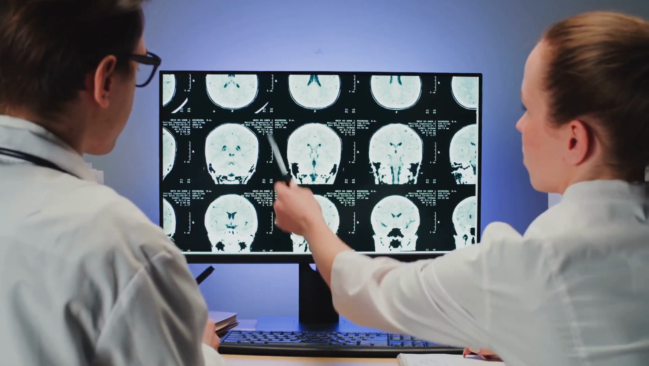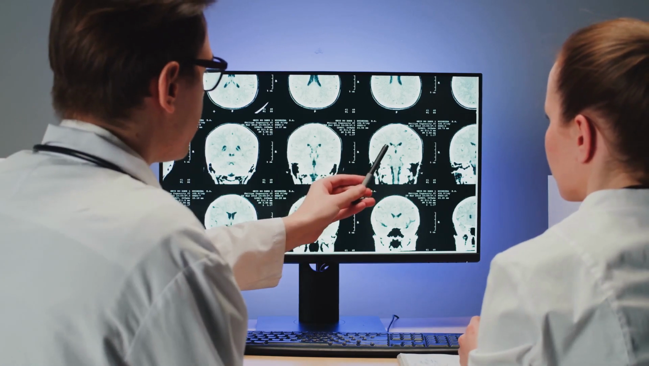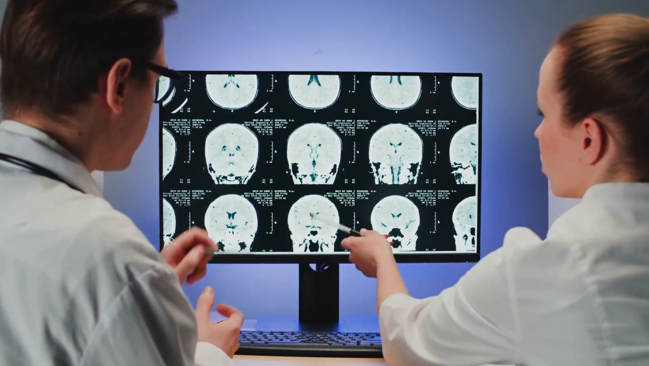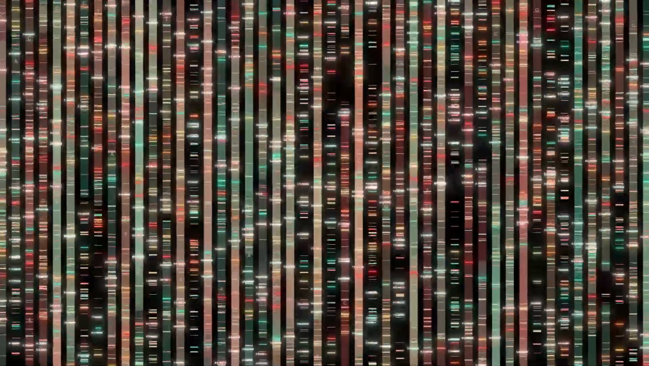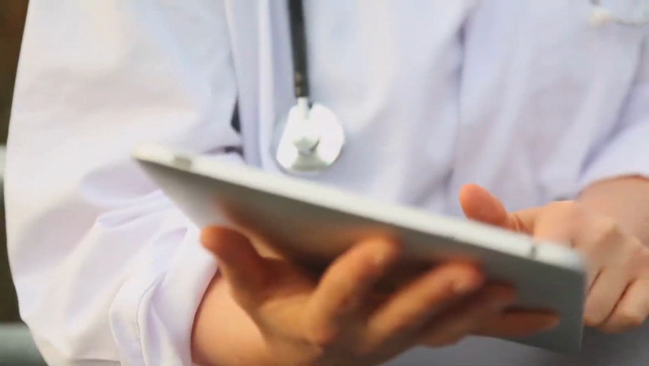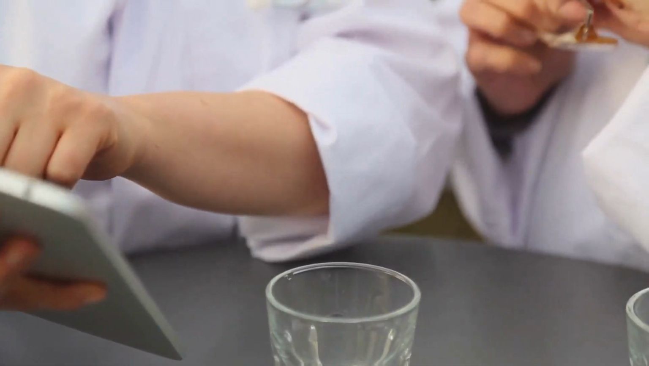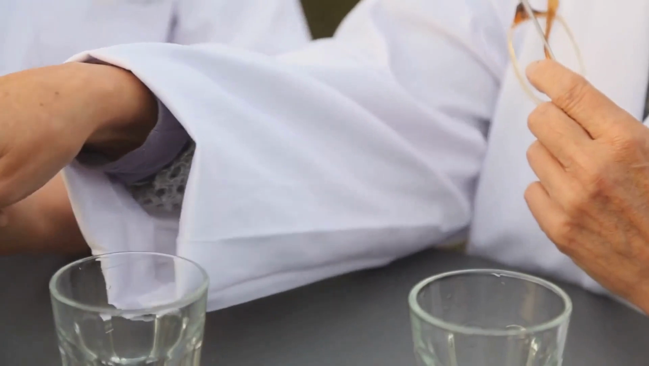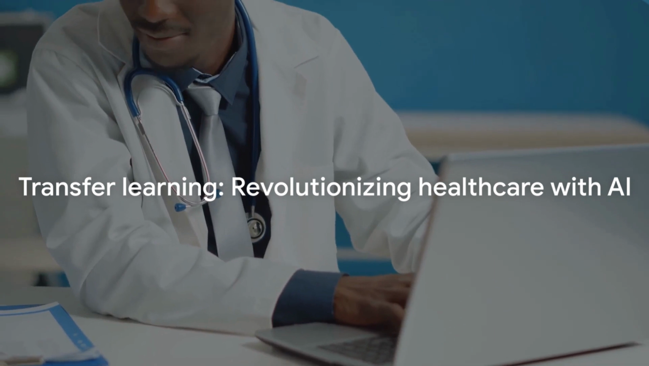Let's explore some examples of how transfer learning is revolutionizing the medical field. First, pre-trained models on large-scale image datasets are being used to detect diseases in medical imaging, significantly improving diagnostic accuracy. Second, in genomics, transfer learning is being used to predict gene expression levels, helping to advance personalized medicine. And third, electronic health records are being utilized in a transfer learning context to predict patient outcomes, enabling healthcare professionals to make more informed decisions in patient care. These examples demonstrate the transformative power of transfer learning in healthcare.